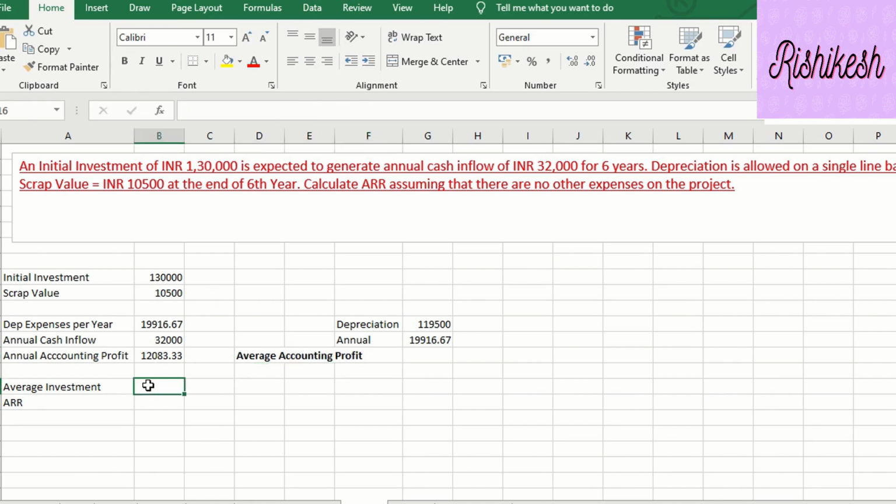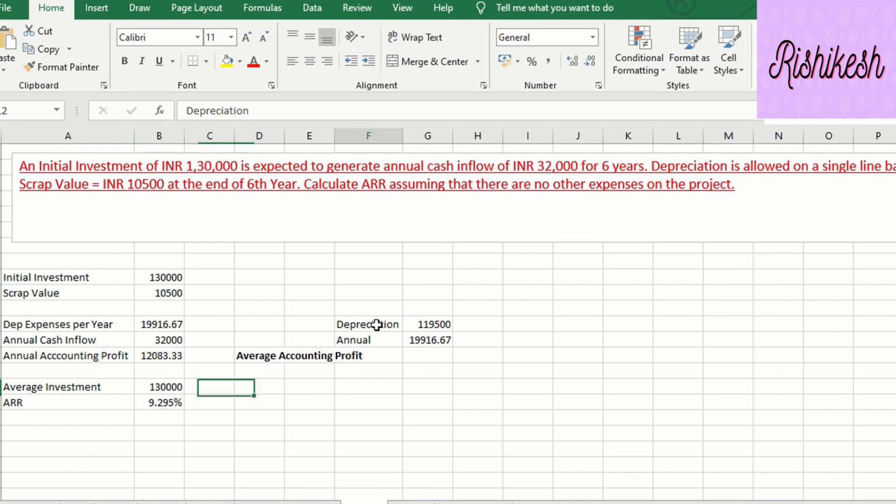Now average investment is the initial book value plus end book value divided by 2. Now in this case, since we don't have exact data of the book value, what we assume in all these cases is that the initial investment is equal to the average investment. So that comes out to be 1,30,000. So ARR is nothing but the annual accounting profit that you have divided by 1,30,000. So that comes out to be 9.295%. So ARR in this case is coming out to be 9.295%. So in this way you can calculate the ARR.